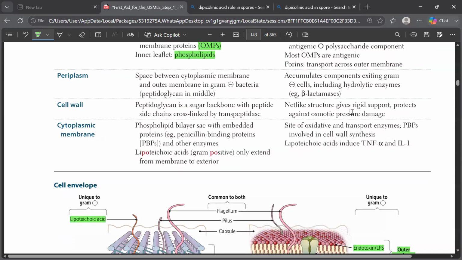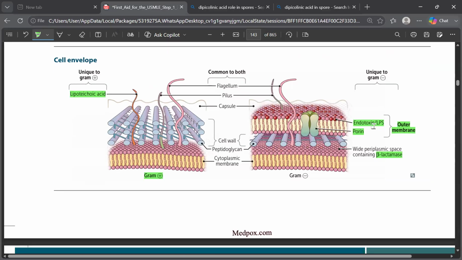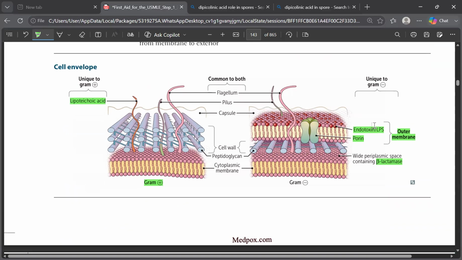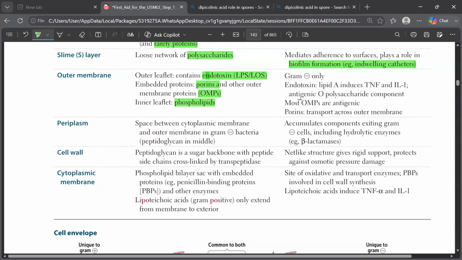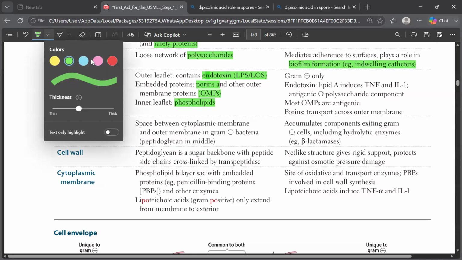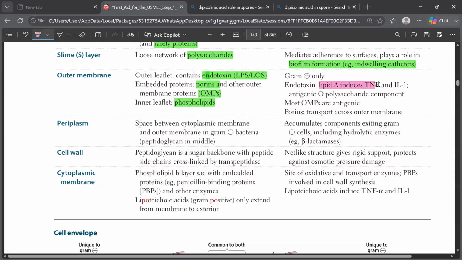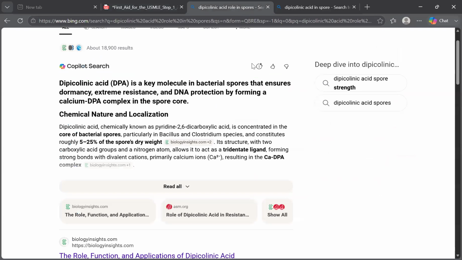Okay, so this LPS is basically composed of three parts. A lipid A molecule, which is mentioned here, that induces TNF, tumor necrosis factor, and IL-1, and an antigenic O polysaccharide component that is recognized by antibodies, and the antibodies bind to this O region. Most OMPs are antigenic. I'd like to see what OMPs are.